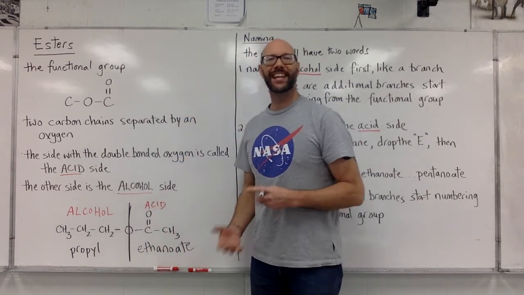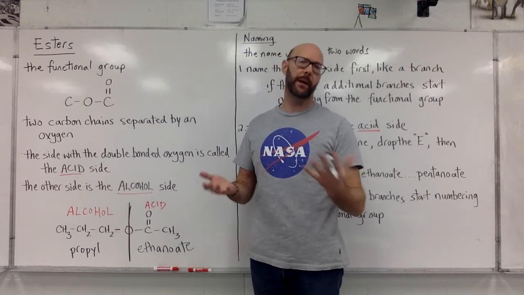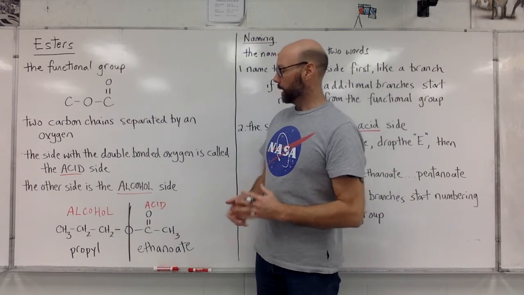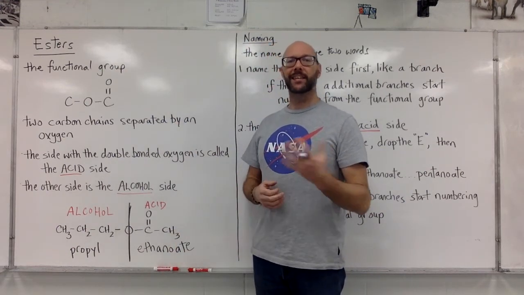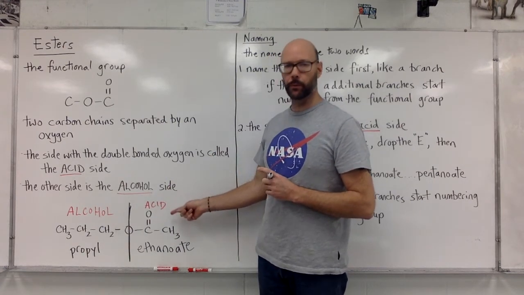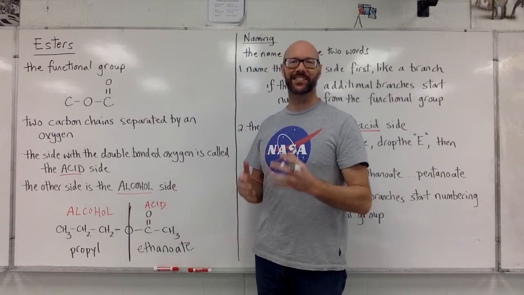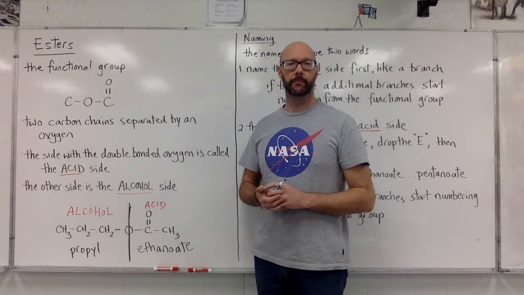Here, we don't have any extra branches. We tend not to get them actually with esters. Sometimes we do. So, put a line through that oxygen to help you identify the alcohol or the acid side. The side that has the double bonded oxygen is the acid side. It's the second part of the name. It's the one that gets OATE.